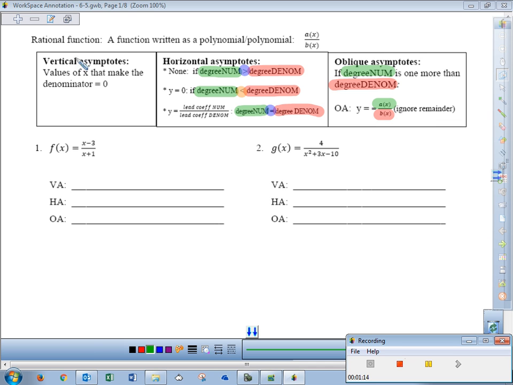So one thing at a time, the easiest one to deal with is if there's any vertical asymptotes. Those are values of x that make the denominator 0. Because you can't divide by 0. Maybe that's against the rules. So anything that makes the denominator 0 would be bad.